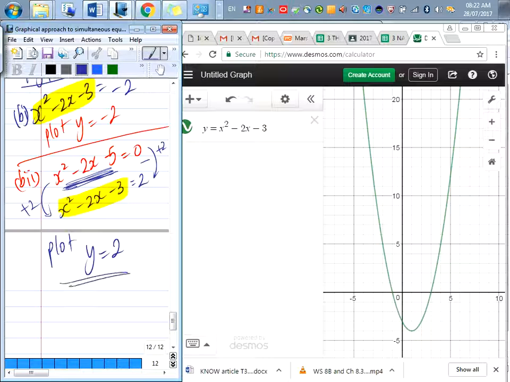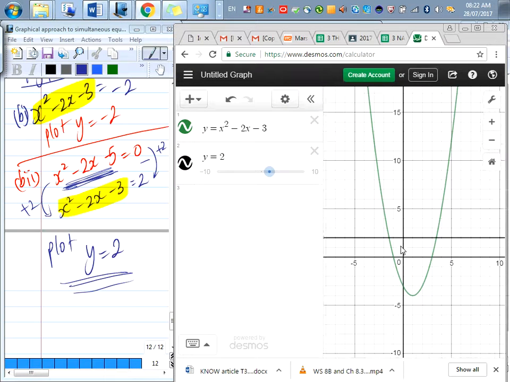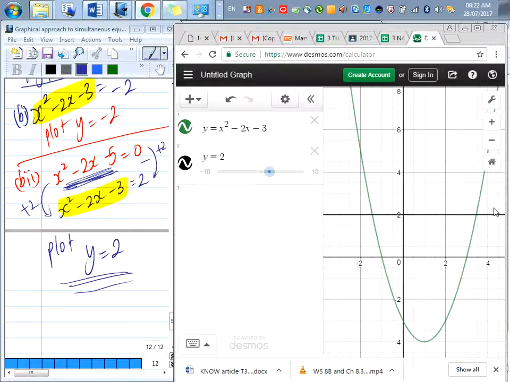So, if you plot y equals 2 over the same graph, then this is the graph I will get. One line, but my original parabola stays the same. Now the points of intersection are going to be the solution again to this equation in red, x squared minus 2x minus 5 equals 0. The solutions over there are negative 1.449 as well as 3.449.